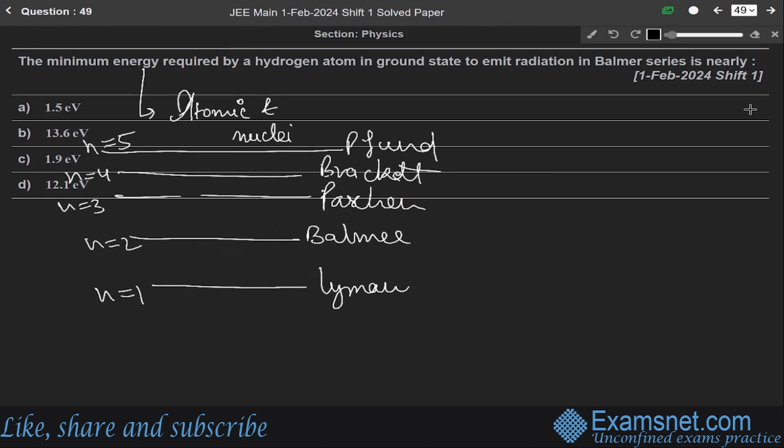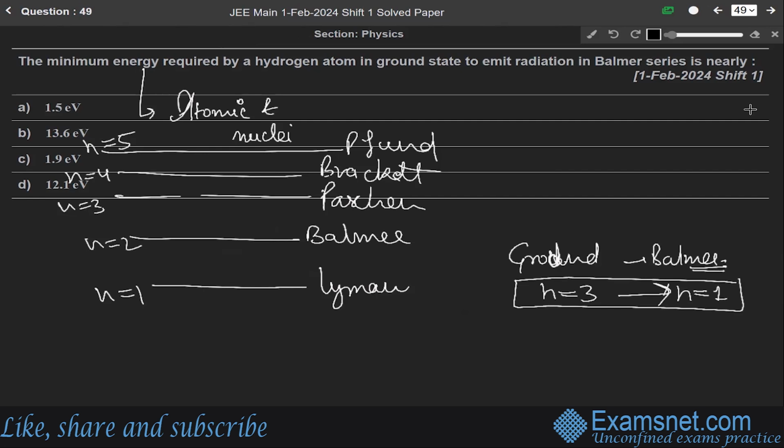It is asking the minimum energy required for a hydrogen atom in ground state to emit radiation in Balmer series. Okay. From the ground state, Balmer series means the transition must be from n equals 3 to n equals 1. When this transition occurs, we can derive the expression for the minimum energy that is required for a hydrogen atom in a ground state to emit radiation in the Balmer series. So the transition will be from n equals 3 to n equals 1.